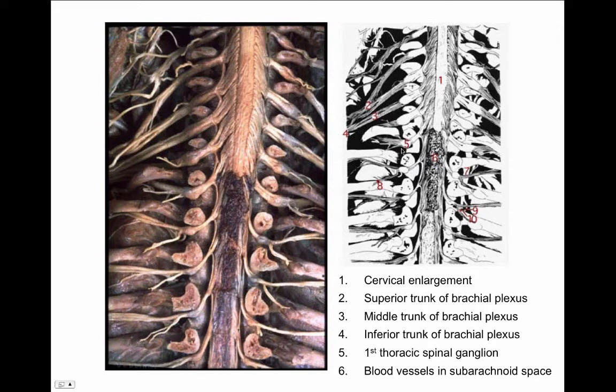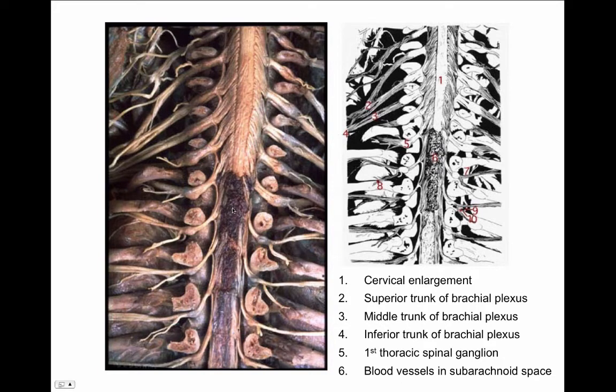So again, spinal ganglia would be in reference to a sensory input, whereas the brachial plexus contains the functional component of motor activity. So these would be ventral. Number 6, the blood vessels in the subarachnoid space.